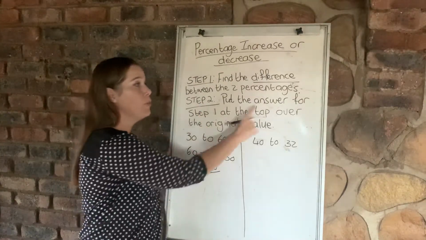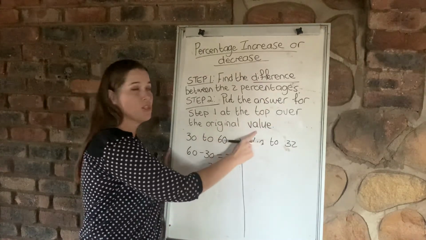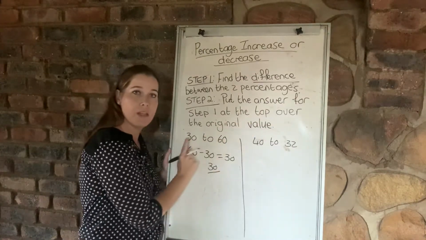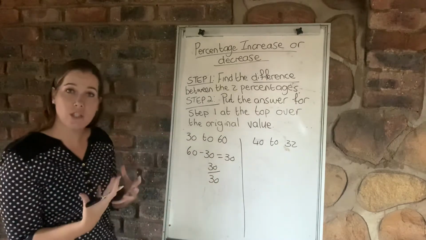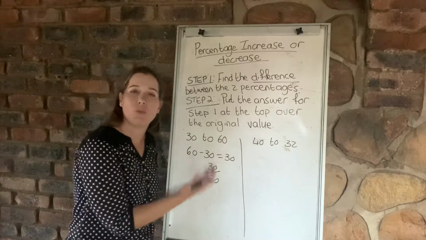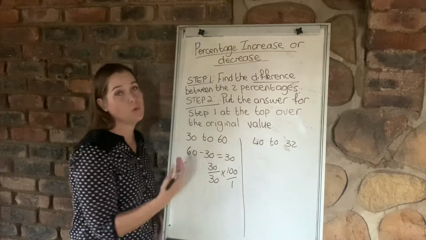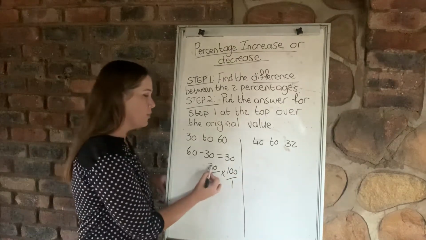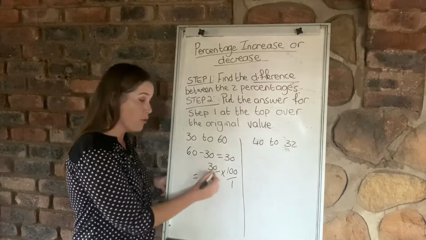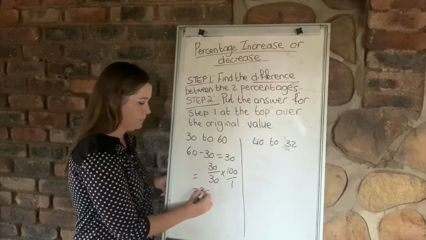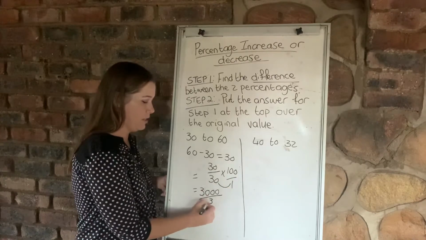Then number 2, put the answer for step 1, which we did, at the top over the original value. What was our original value? 30. Now we're working with percentages, and because we can't easily take 30 to 100, we are going to times by 100 over 1, because all percentages are out of 100. So we say 3 times 1 is 3, and we bring down our 3 zeros, 1, 2, 3. And we put that over 30 times 1, which is 30.